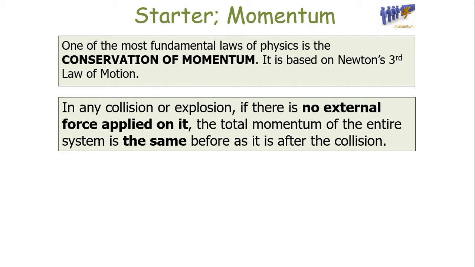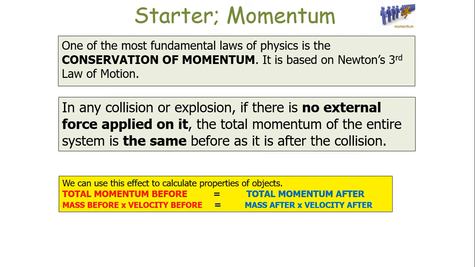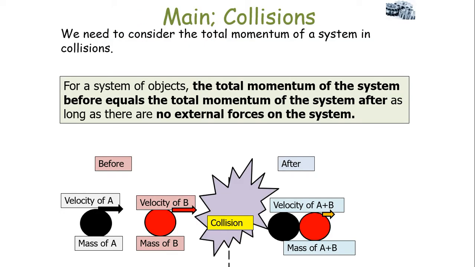Now, in any collision or explosion, if there is no external force applied to the system, the total momentum of the entire system before is the same as the total momentum after the collision. Now, we can use this effect to calculate properties of an object, because we can say total momentum before equals total momentum after. So the mass before times the velocity before equals the mass after times the velocity afterwards.